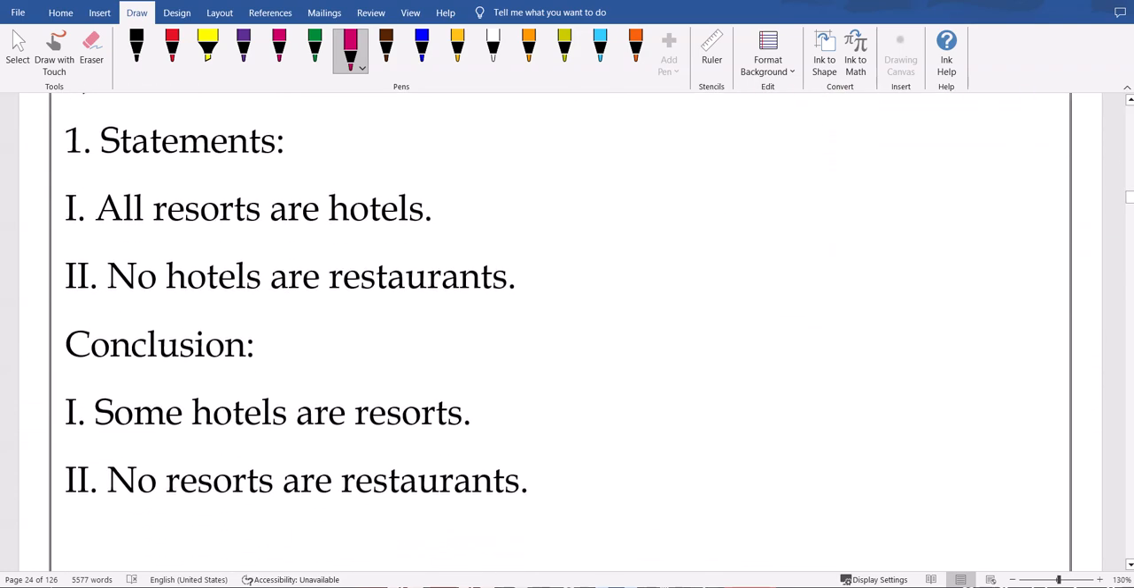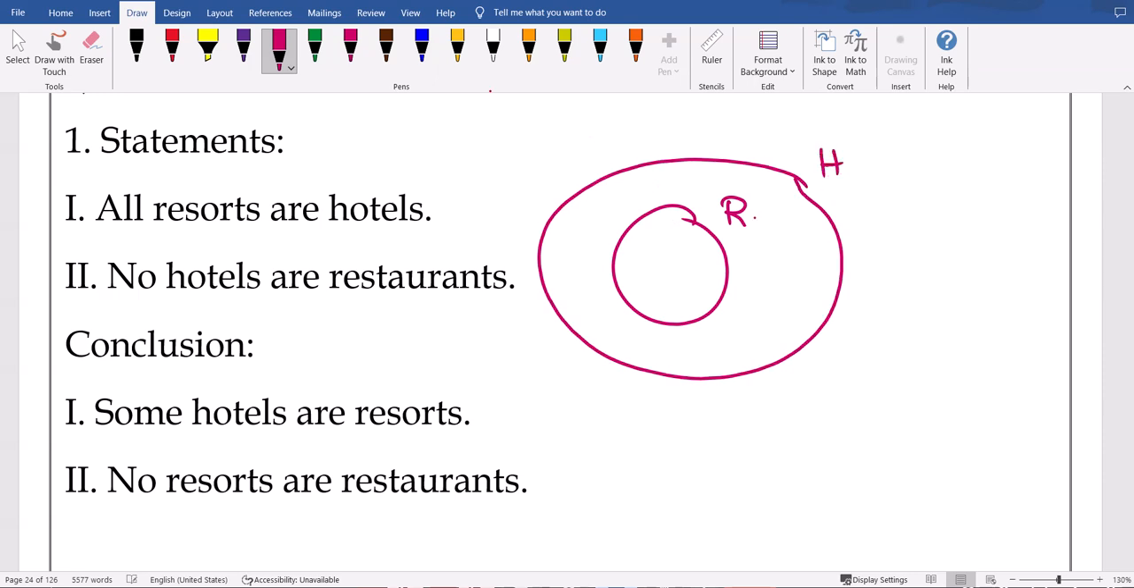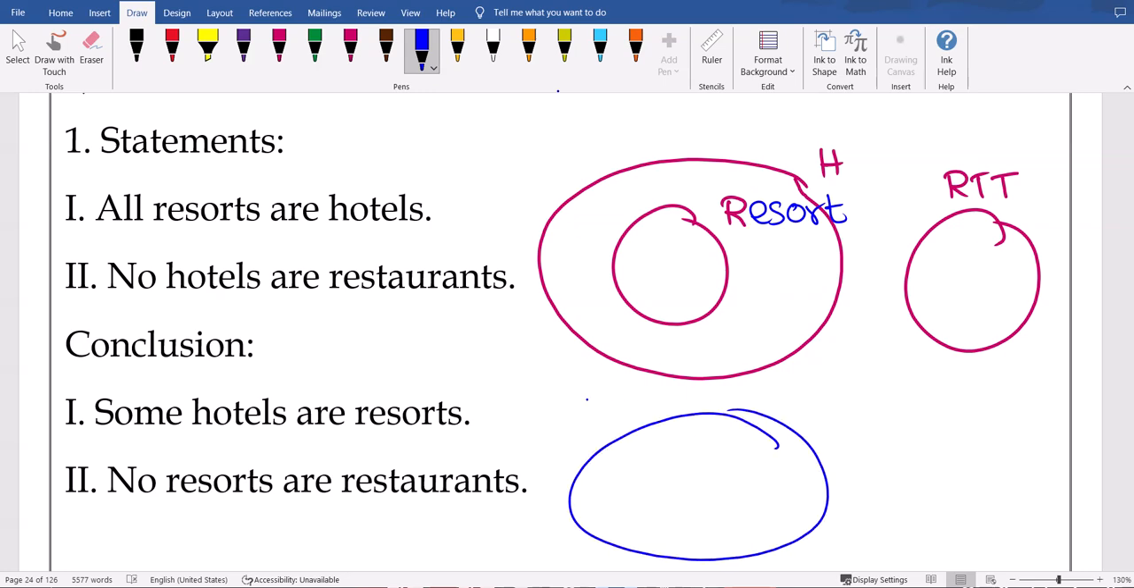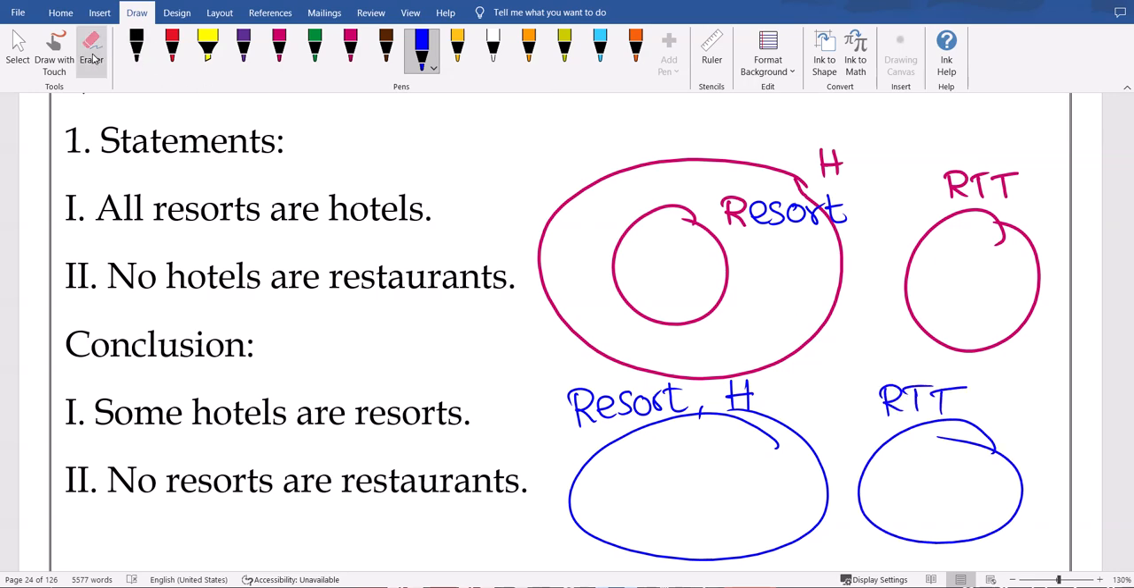Now, let's see this first one. All resorts are hotels. No hotel is restaurant. I am writing RST for resort, RTT for restaurant. Many things are common. So write resort inside hotel. This is one diagram. The other diagram is all resorts are hotels, where the same circle can be used for both. When it is all, I can take the same circle for both as well. This is the other diagram we are talking about.